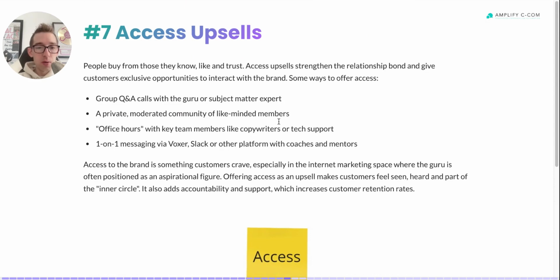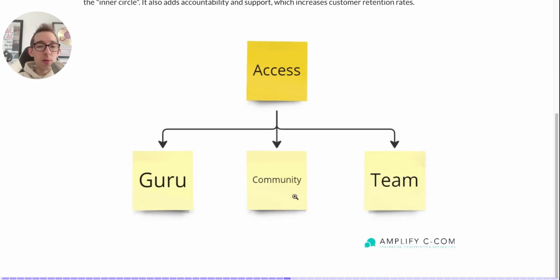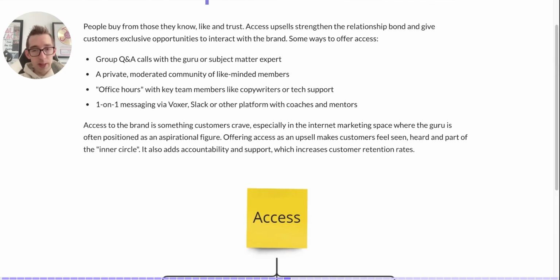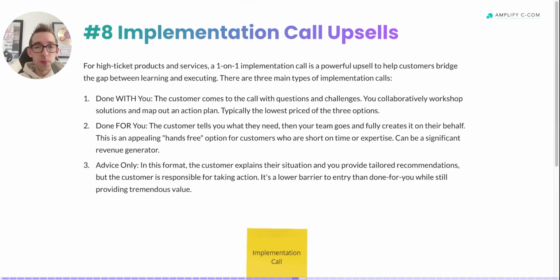Access upsells, right? So you might do Q&A calls. You might give more access to the guru. You might do community. You might give access to office hours with your team, right? So you might say, hey, every Friday, my resident tech guy will answer your tech questions on a 30-minute call. My resident marketing expert or email expert will answer your calls every Thursday, right? So it depends how deep you want to go in these upsells. And bear in mind, you've got ongoing fulfillment costs with that. However, if you can make that pay, it's pretty awesome.